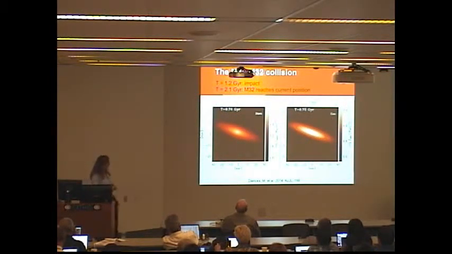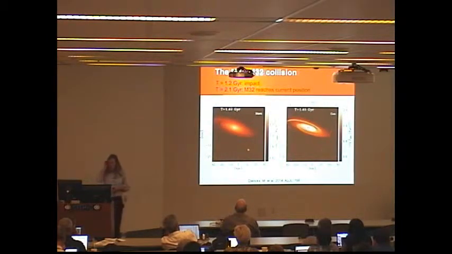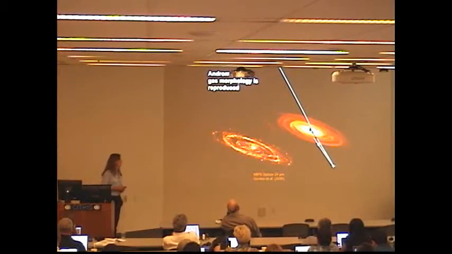And so this is a movie of the interaction and the stars and the gas. And there's M32 falling in. It has an impact parameter of about 10 kiloparsecs. And then it reaches its current position. I'm just going to let that loop around one more time. And in this simulation, the collision happened 800 million years ago, roughly. So with this collision, we actually reproduced the gas morphology of Andromeda. That was one of the main goals of the project.